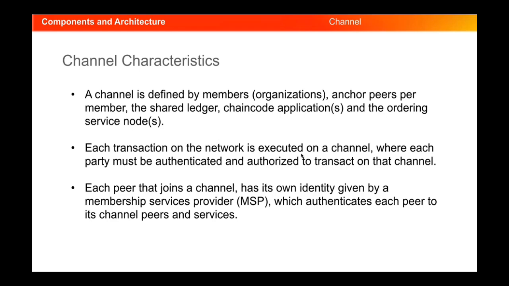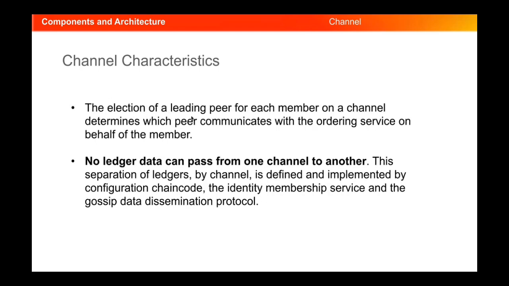Each transaction on the network is executed on a channel where each party must be authenticated and authorized to transact on that channel. Each peer that joins a channel has its own identity given by MSP, which is Membership Service Provider, which authenticates each peer to its channel peers and also the services. So the election of the leading peer or the leader peer for each member or each organization on the channel determines which peer communicates with the ordering service on behalf of the organization. No ledger data can pass from one channel to another.